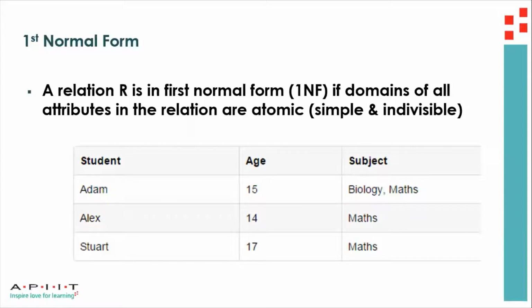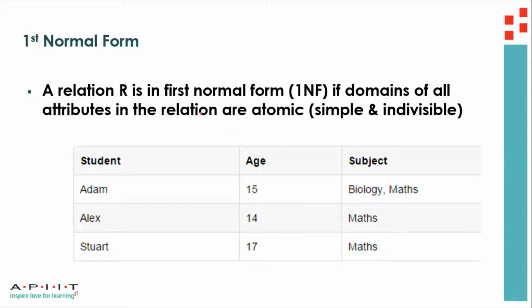What is this first normal form? In relational database terminology, we are not using the term table, we call it a relation. So this is a student relation. You can see the student field is there, the age field is there, the subject field is there. We could give a name for the table called student details. So normally in a relational database, we call a table a relation. So this is the student details relation.